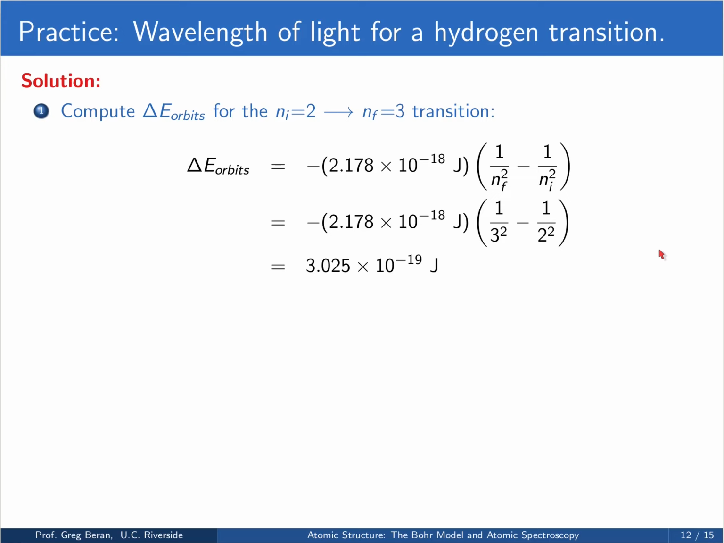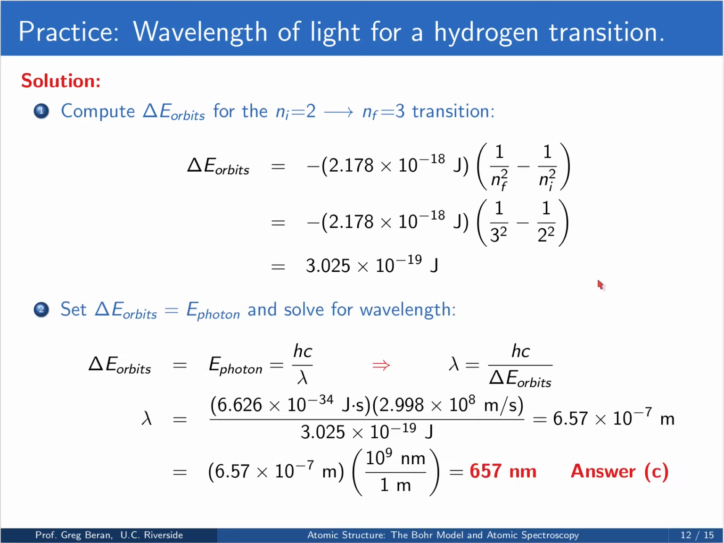Now I know the energy difference between the two orbits, so I can go ahead and calculate what frequency of light is required to do this transition, or in this case, what wavelength of light is required to do the transition.